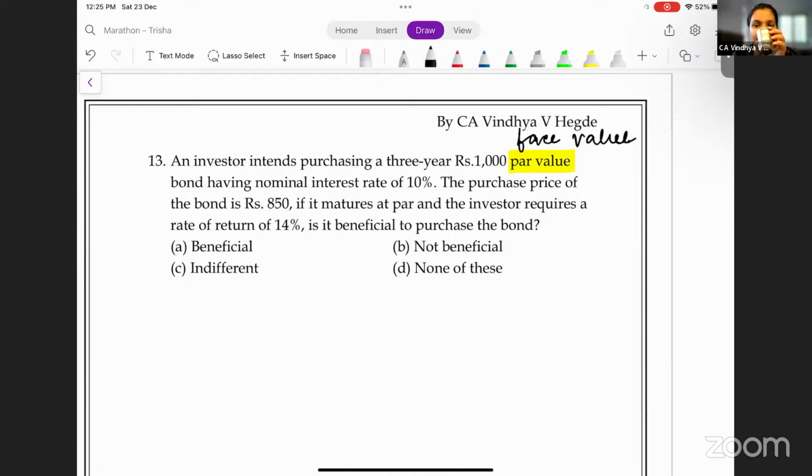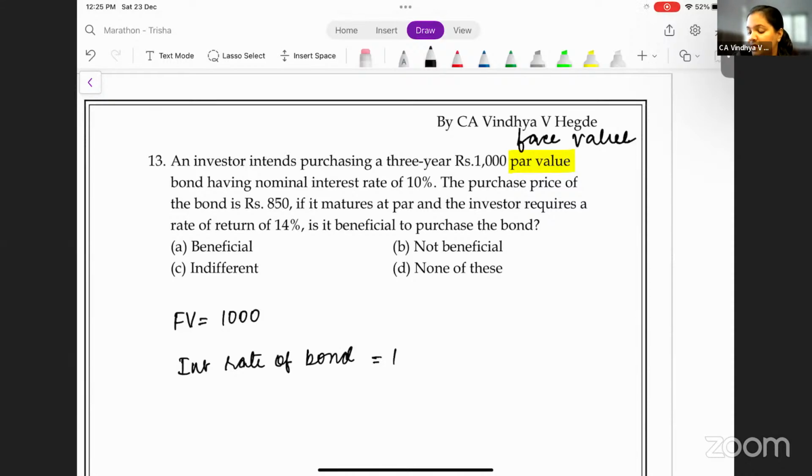Okay, what is par value? Par value is face value, having a nominal interest rate of 10%. Okay, so the face value of the bond is 1000. Interest rate of the bond.